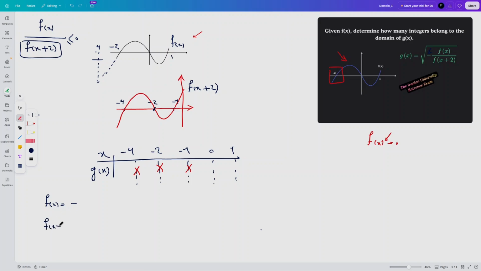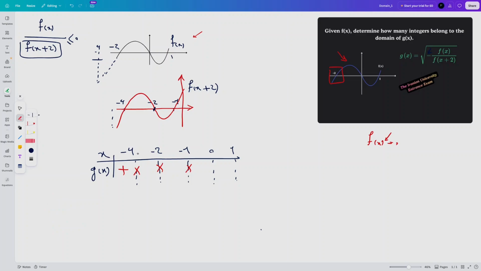How about f of x plus 2? F of x plus 2, when it's less than minus 4, something like minus 5, is also negative, okay? So we have two negatives, so it's going to give us a positive. So this is going to be positive when g of x is, when x is less than minus 4. And remember, we are analyzing two functions, f of x over f of x plus 2, separately just by looking at the graphs that we plotted.